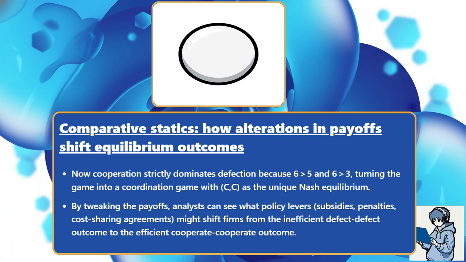By tweaking the payoffs, analysts can see what policy levers, subsidies, penalties, cost-sharing agreements might shift firms from the inefficient defect outcome to the efficient cooperate outcome.